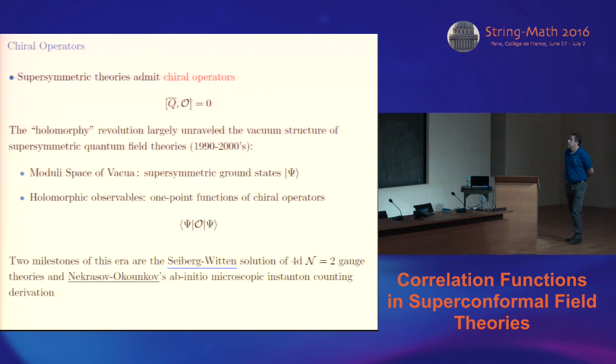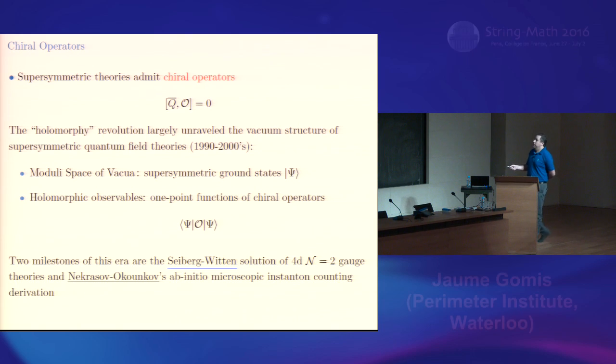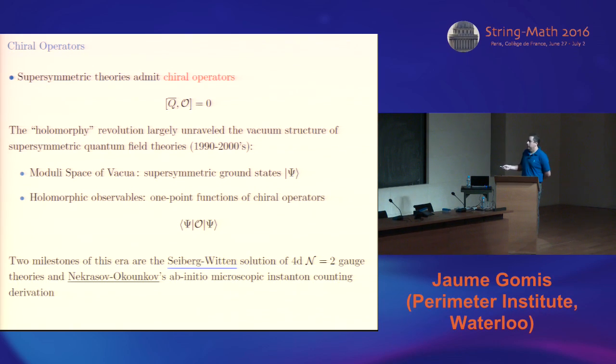Of course, a lot of work was done in the 90s and 2000s unraveling the properties of supersymmetric field theories. But one can broadly summarize the progress made during that time as progress in the determination of the moduli space of vacua, which is the space of supersymmetric ground states of these theories, and in the exact computation of holomorphic observables, essentially the one-point function of precisely these chiral operators. So the vacuum expectation value of a chiral operator in some non-trivial vacuum state.